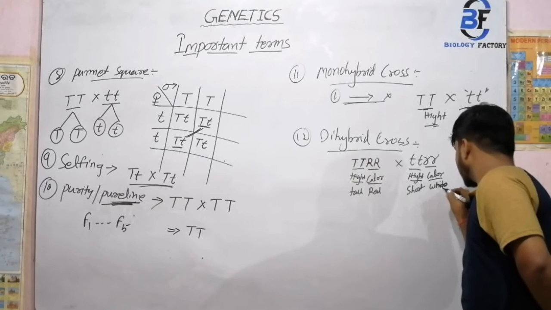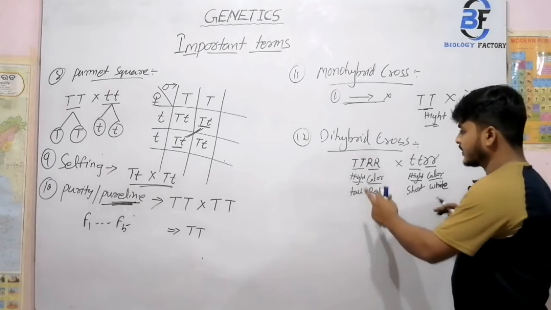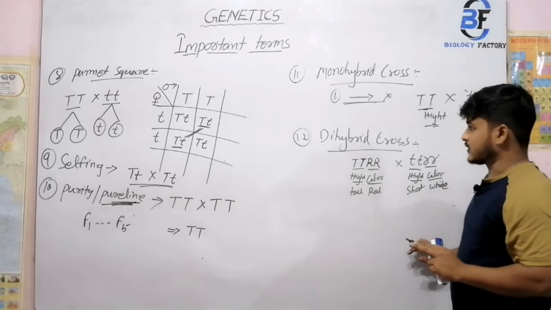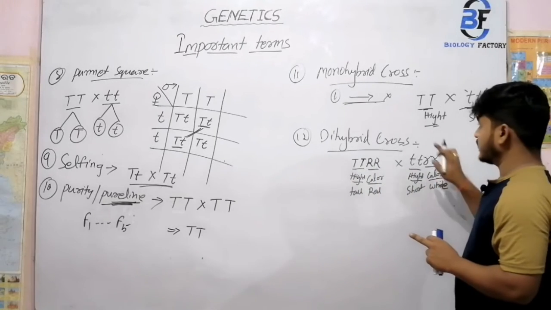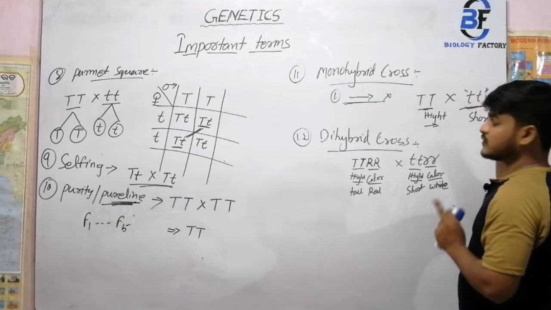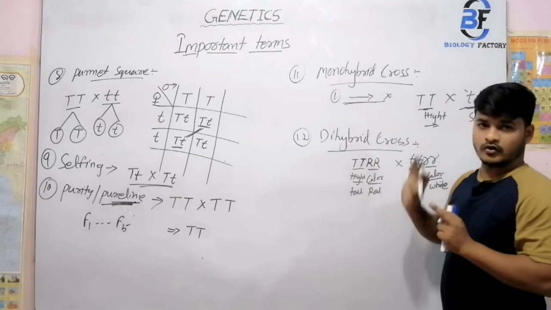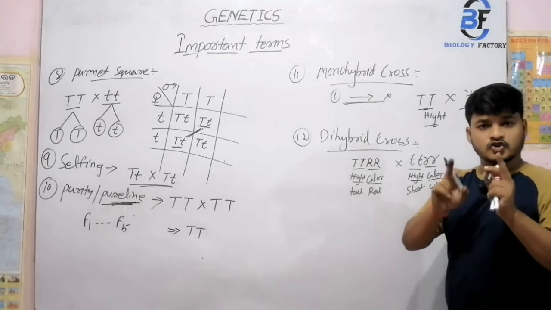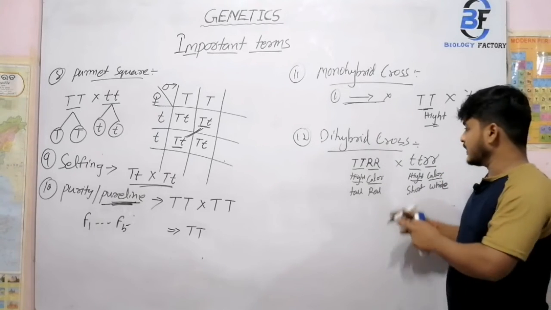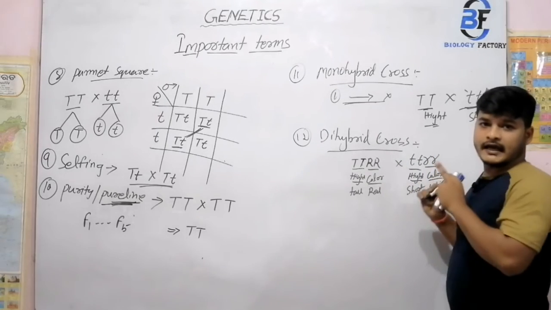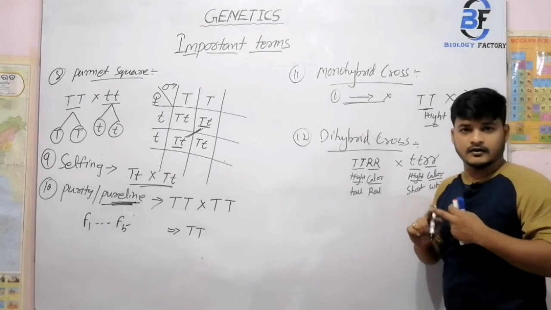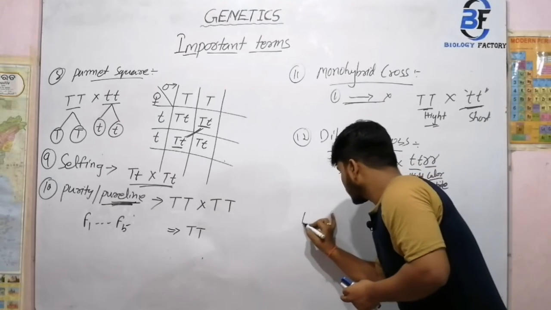We just take an example. So here we cross two types of characters with two types of characters. If we cross one character with one character, then it is a monohybrid cross. If we cross two characters with two characters, then it is a dihybrid cross. Next, the trihybrid cross.